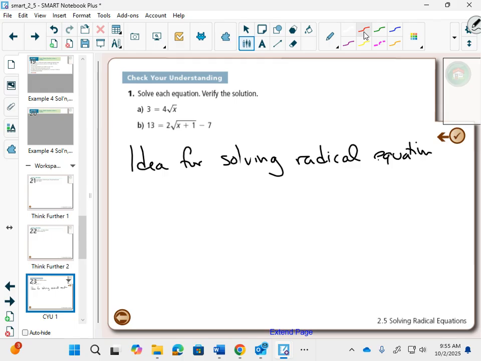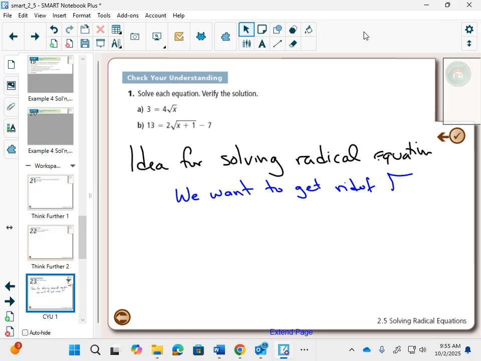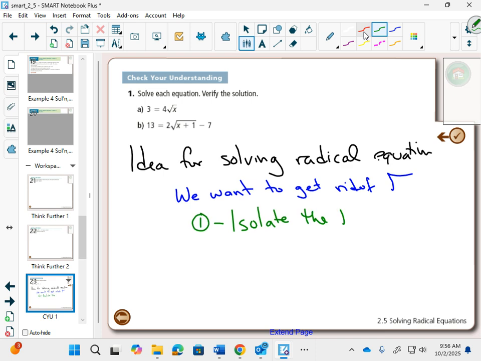We want, the main idea, what we want, we want to get rid of that square root. How do we do that? It actually takes two steps. First, we have to isolate the square root. Get it all by itself on one side of the equation. Sometimes you can isolate it with a number in front. Sometimes you can isolate it all by itself.